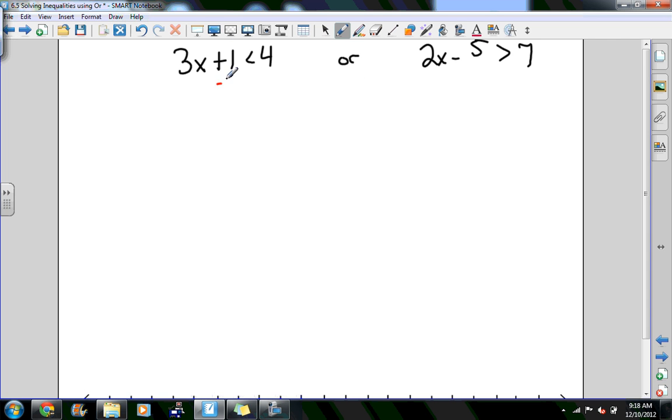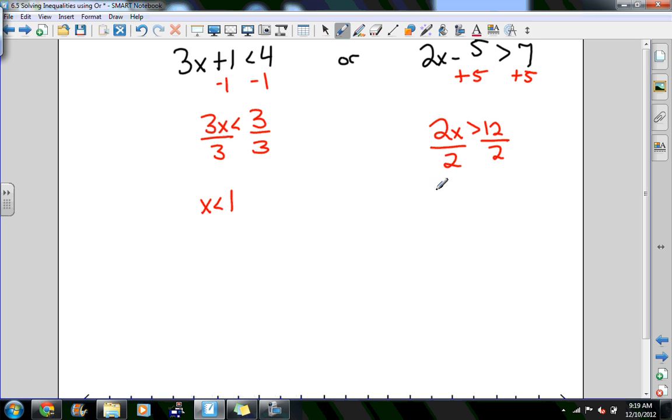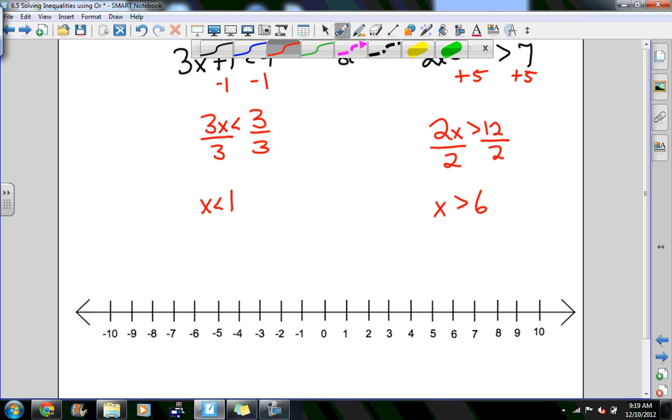If we have equations here, we solve them totally independently of each other. So I can go -1 here and get 3x is less than 3. Divide by 3, and I get x is less than 1. So I am done with that first part. Over here I can add 5 and get 2x is greater than 12. Divide by 2, and I have x is greater than 6. So now the solving part is done.